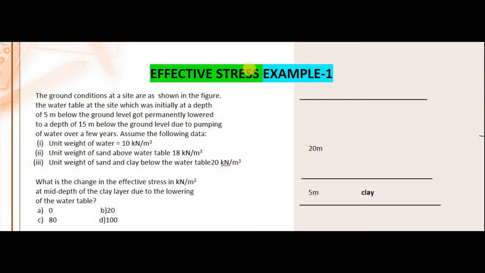Let's solve some questions. This is the first example. The ground conditions at a site are as shown in the figure. The water table at the site, which was initially at a depth of 5 meters below the ground level, got permanently lowered to a depth of 15 meters below the ground level due to pumping of water over a few years.